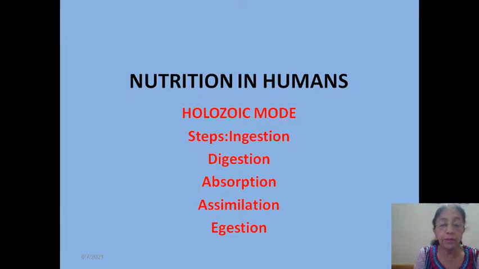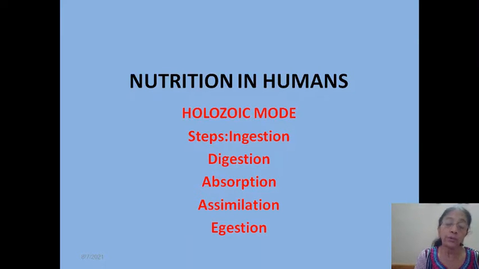Hello everyone, welcome back to this new session of chapter 6, Life Processes, class 10. We will be studying in this session about nutrition in humans. I mean to say we will be studying how digestion takes place in humans with the help of a well organized system, that is the digestive system.